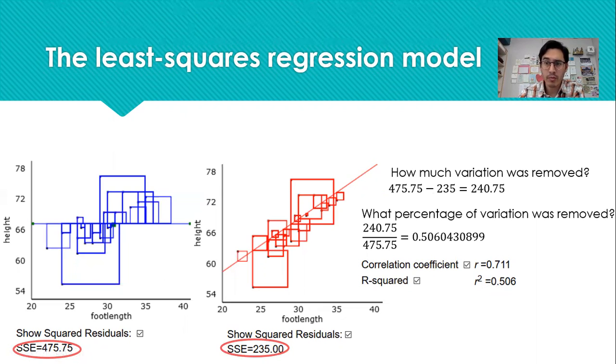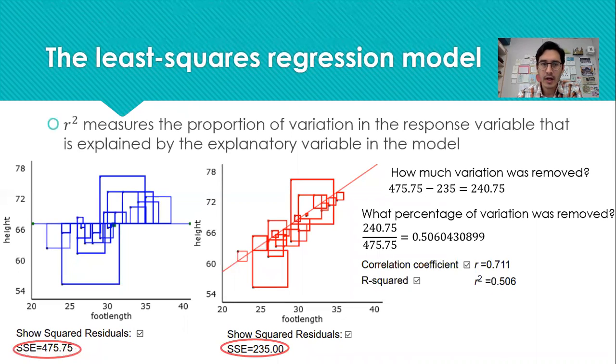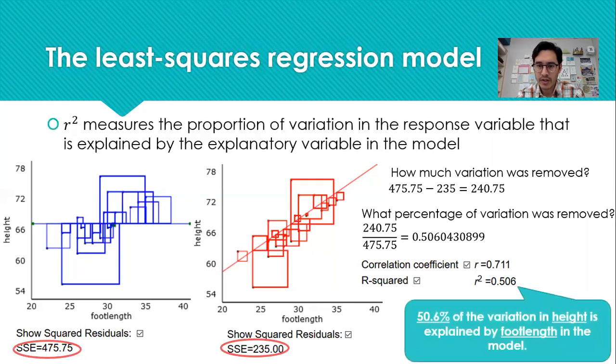Obviously, if we could remove 100% of the variation, that would be great. But realistically, that's very hard to accomplish. So R squared, the correlation coefficient squared, measures the proportion, the fraction, the percentage, whatever word you prefer, of variation in the response variable that is removed or explained by the explanatory variable in the model. So for this particular data set in this context, we could say that about 50.6% of the variation in height is explained away by having foot length in the model.